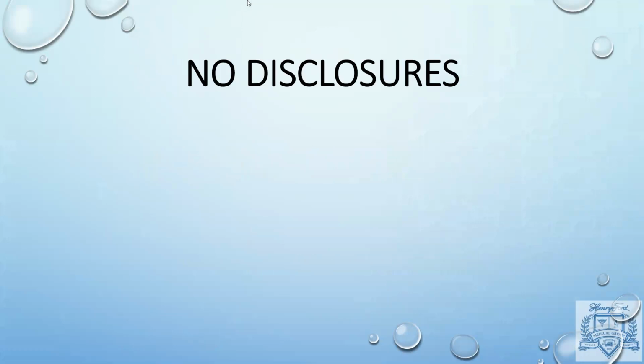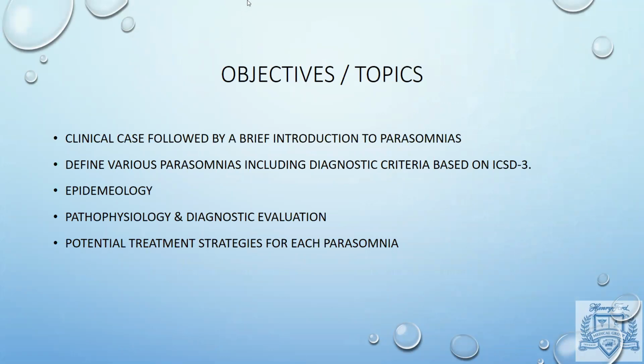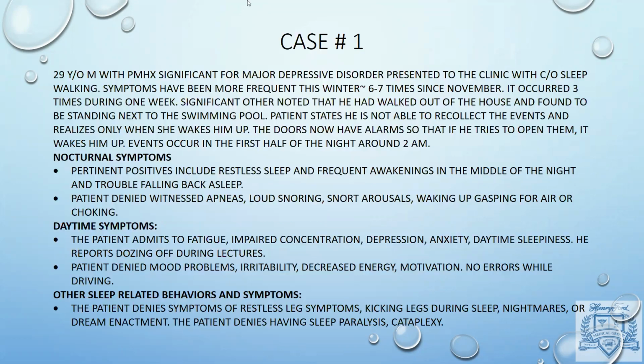I have no disclosures. Some of the slides, especially the polysomnogram pages, were borrowed from the American Academy of Sleep Medicine resource website. Our objectives, topics for today: we'll start off with a small clinical case and a brief introduction to parasomnias. We'll define parasomnias based on the diagnostic criteria according to the International Classification of Sleep Disorders. A little bit of epidemiology, pathophysiology, diagnostic evaluation, followed by treatment strategies for each parasomnia. We'll go through both non-REM as well as REM parasomnias.